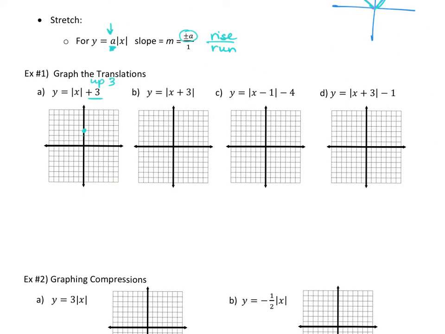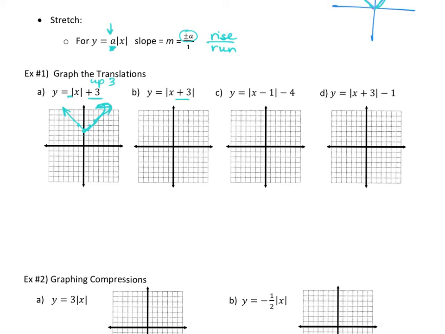And then there's nothing out in front, so you're just going up 1 over 1. Up 1 over 1, just following that slope of the parent function. So your graph would look like that. Always a V when there's absolute value.